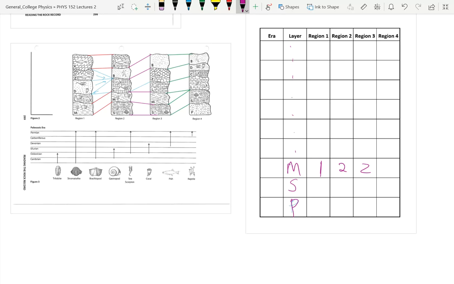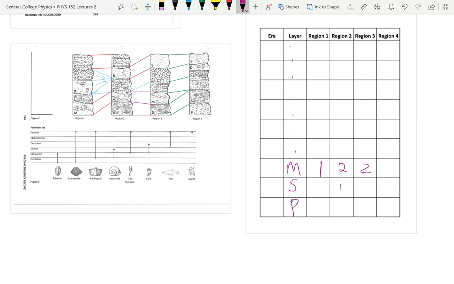I haven't gotten to that portion yet. Okay, so it's not in there, so we'll leave it blank. Where does S come? In region 2, where does S come? Okay, so you understand the pattern of how you put the numbers in.